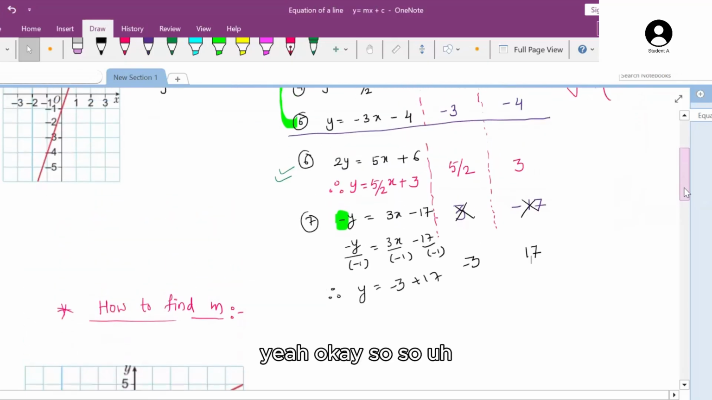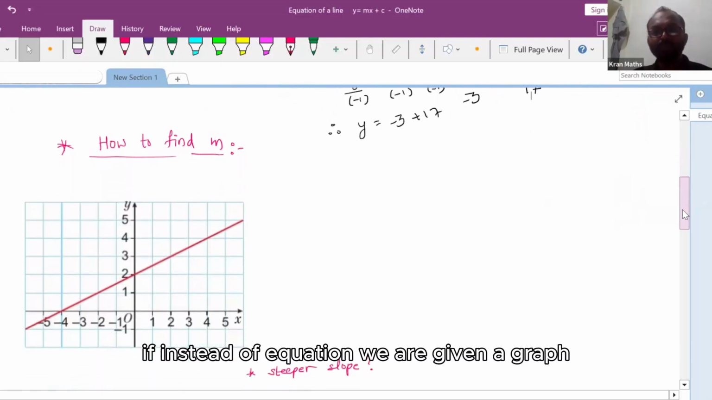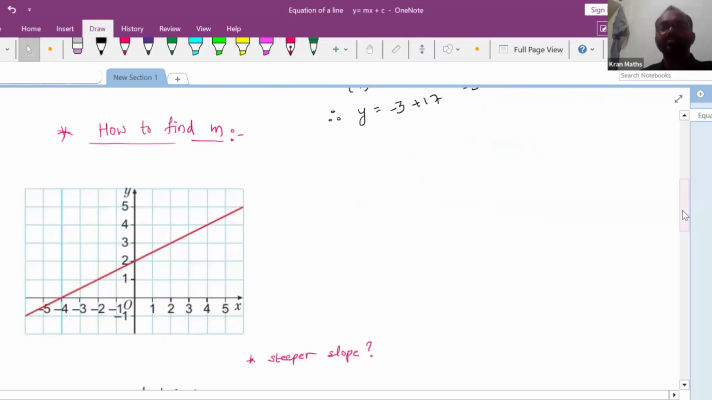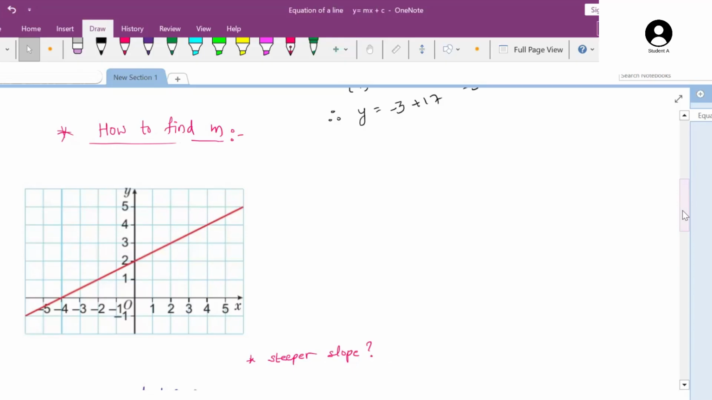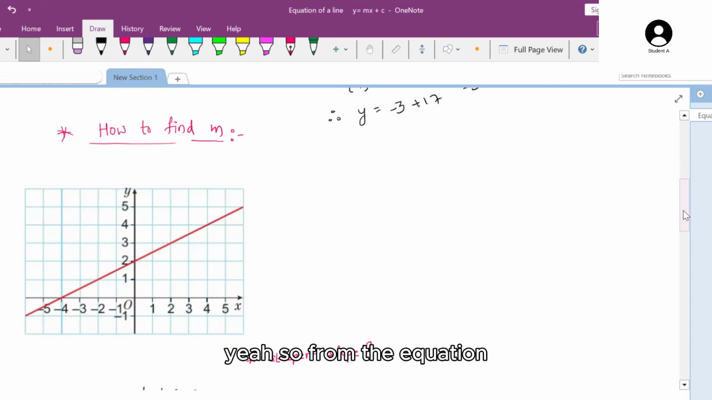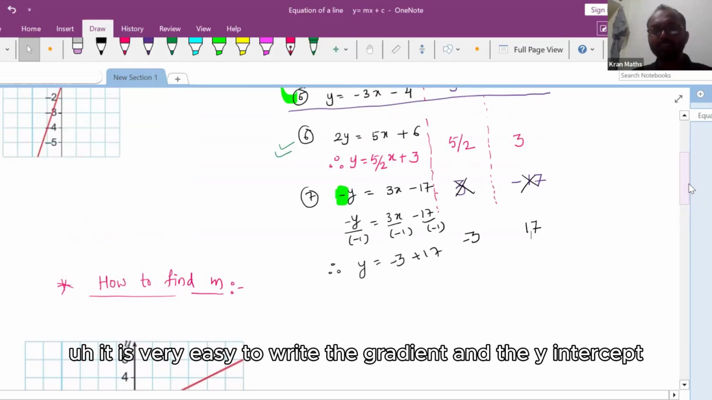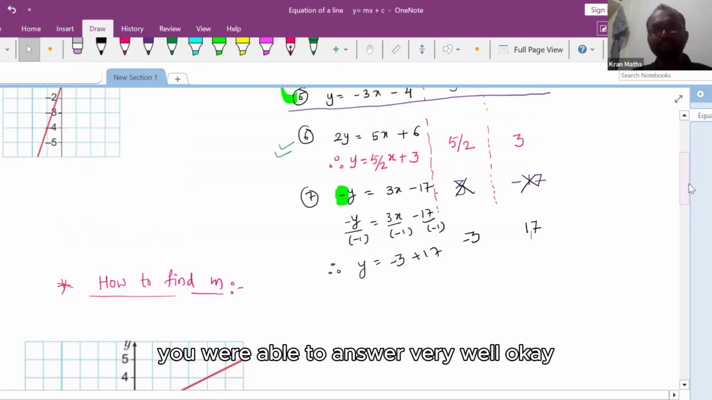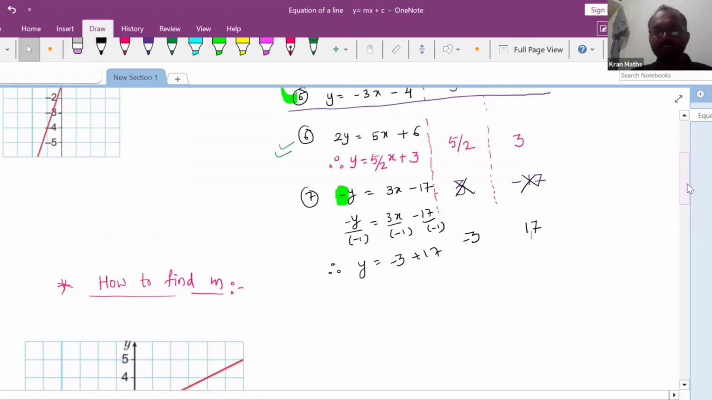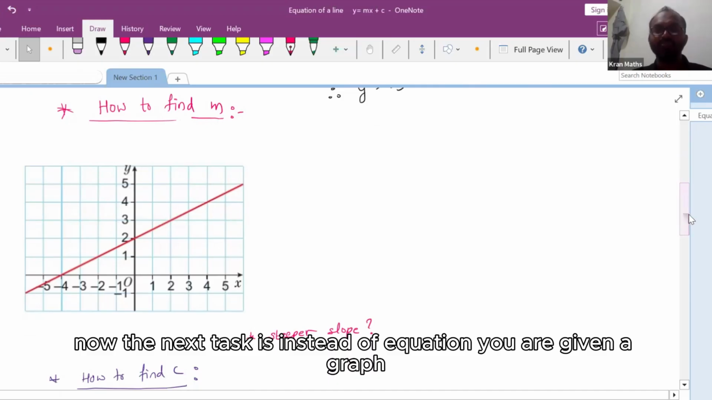Do you know how to find the value of m if instead of an equation we are given a graph? In the above 7 questions, the equation was given, right? From the equation, it is very easy to write the gradient and the y-intercept. You were able to answer very well. Now the next task is, instead of an equation, you are given a graph.